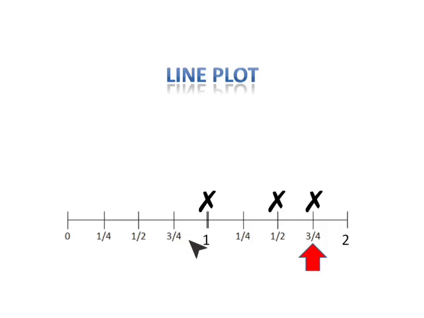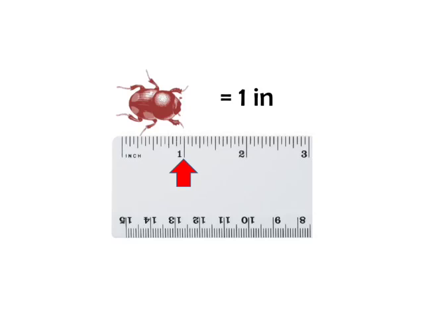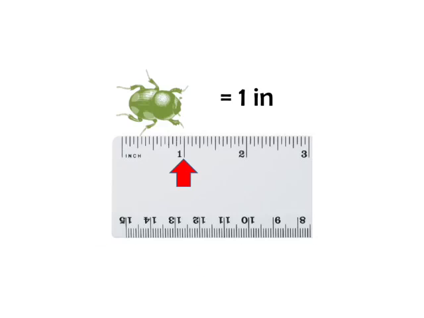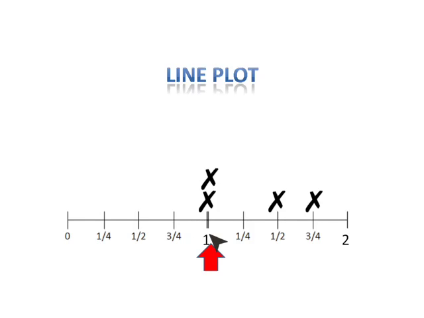On the line plot, we would find 1 3/4, and we would add an X to show that beetle. This next beetle looks like it's 1 inch long, and we would go to the line plot, find 1 inch, and add an X. Since there's already an X there, we'd have to add a second X on top of it. The next beetle is also about 1 inch. We have the same issue. We're going to go to 1 inch and add a third X to show that we have 1, 2, 3 beetles that are all exactly 1 inch long.